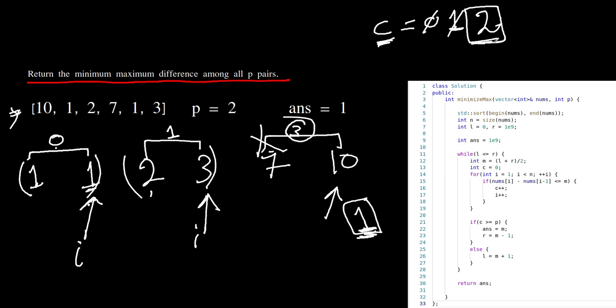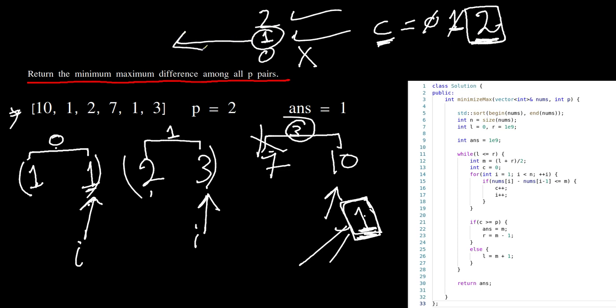So we managed to get 2 pairs when the max difference is 1, and so this is a valid answer, because 2 gives us 2 pairs, 0 gives us 1 pair, so it was invalid. Now 1 gives us 2, and so this is valid, and this is the minimum value, so our final answer will be 1.